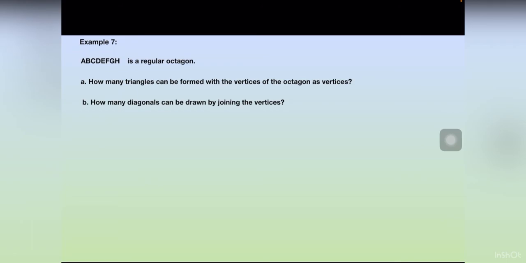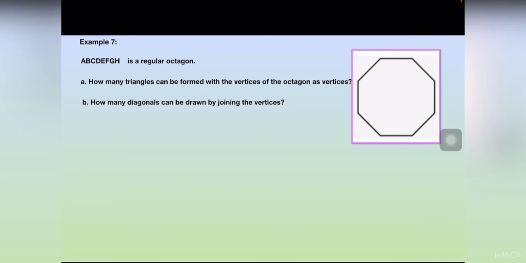ABCDEFGH is a regular octagon. How many triangles can be formed with the vertices of the octagon as vertices? How many diagonals can be drawn by joining the vertices?